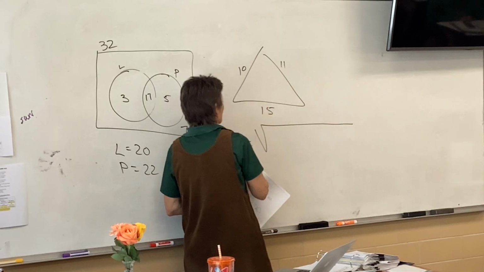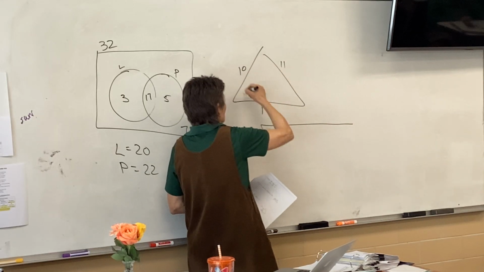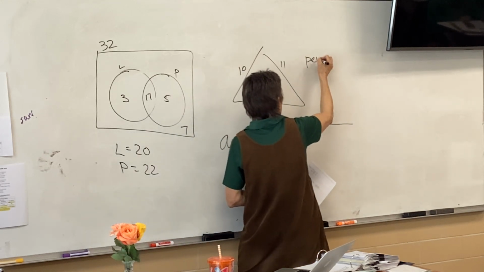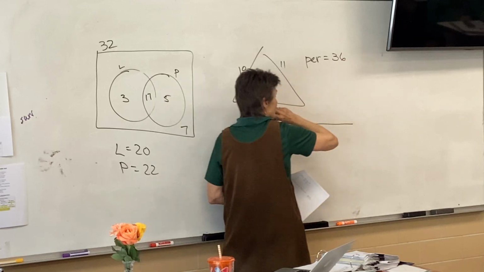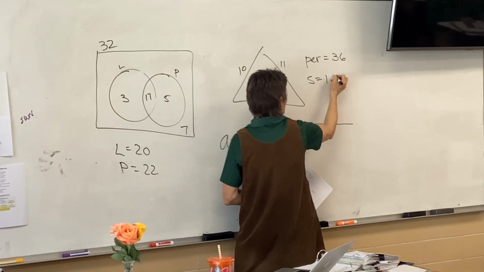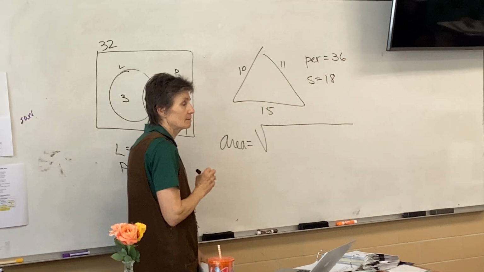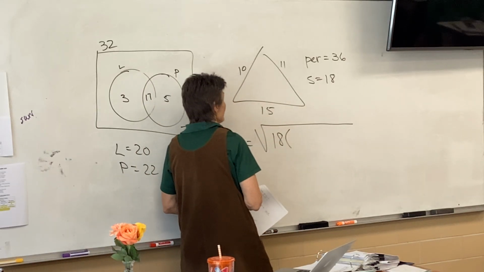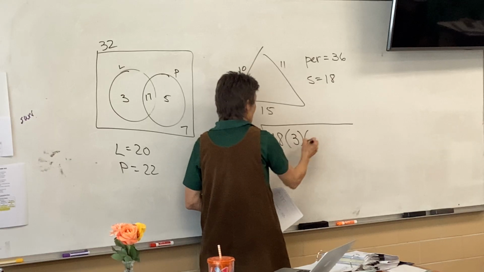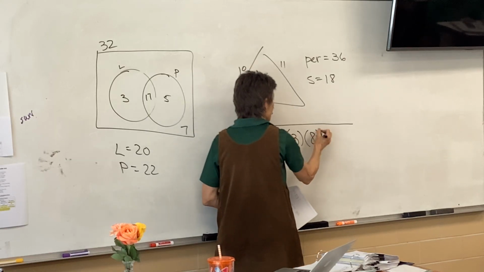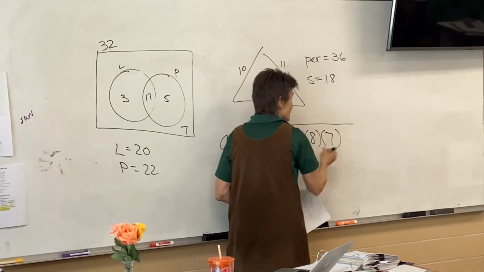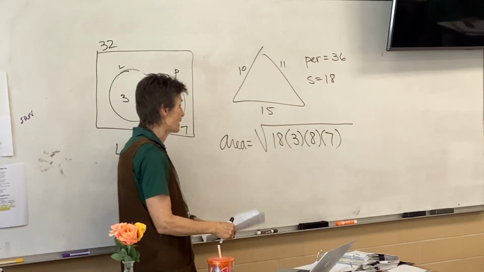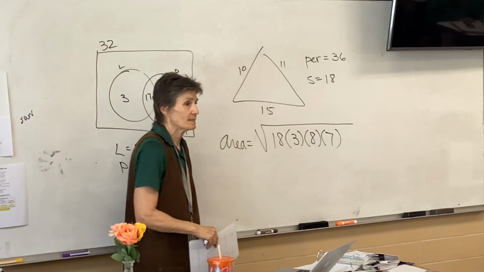You add all 3 sides and then divide by 2? So the perimeter is 36, and then divide by 2, which means the semi-perimeter is 18. Start with 18, and then 18 minus 15, 18 minus 10, 18 minus 11. There are 4 numbers under that radical, so you gotta start with the 18.